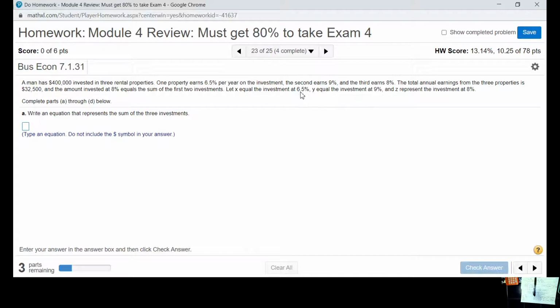You get 0.065X plus 0.09Y plus 0.08Z. Don't forget to convert your percentages to decimals when you're calculating. So that adds up to 32,500. And then they have just a comparison statement about Z equals X plus Y. Once you have that, rearrange them in standard form, put it into your calculator, and get the solution.